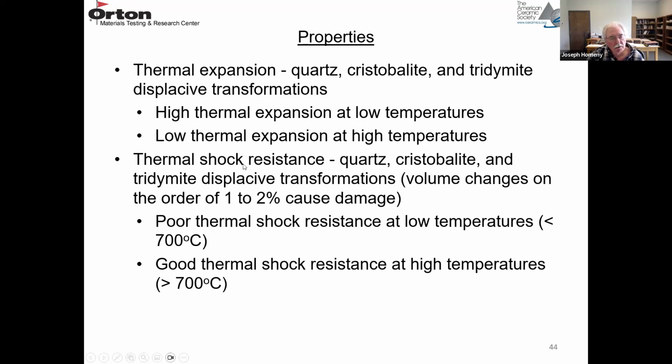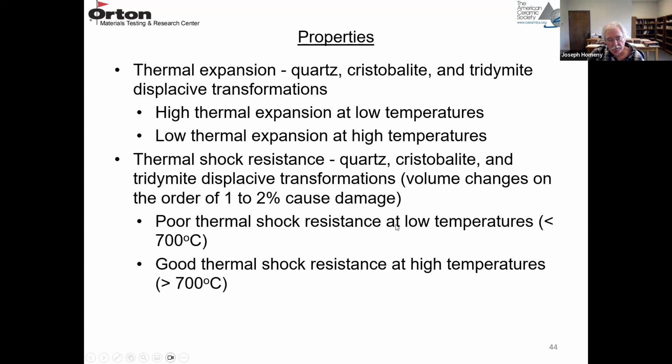So the thermal shock resistance is going to reflect the thermal expansion. So thermal shock resistant materials have low thermal expansion. So when you look at quartz, cristobalite, and tridymite, you have these displacive transformations. Volume changes are on the order of 1 or 2%. So if you go fast through any of these transformations, you're going to cause some damage. So the thermal shock is poor at low temperatures, and we're basically saying 700 degrees C is a low temperature. That's where any of these transformations take place, the displacive transformations.